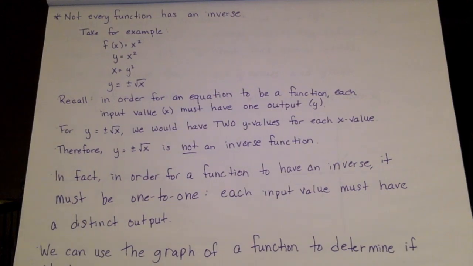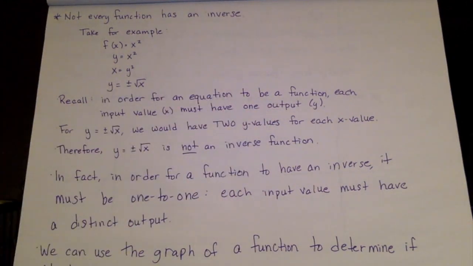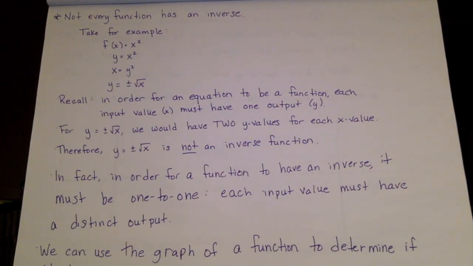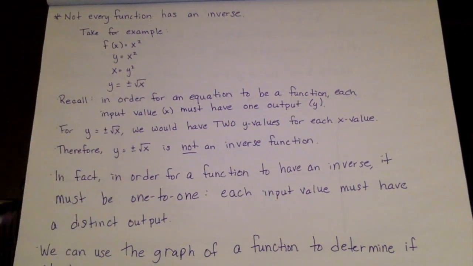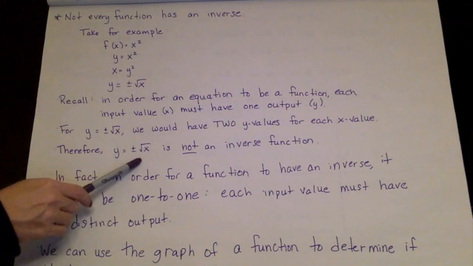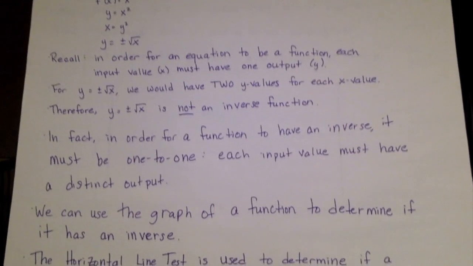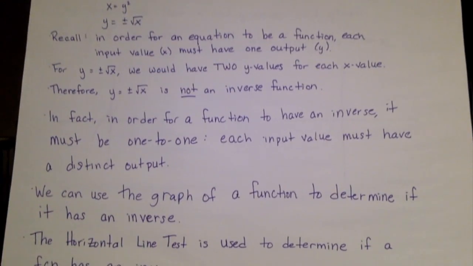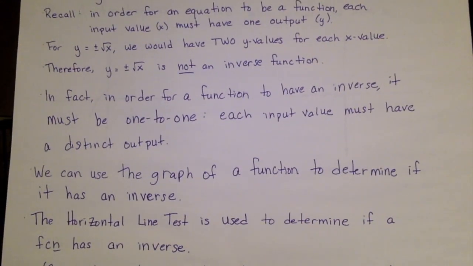But recall, in order for an equation to be a function, each input value, which is x, must have one output value, which is y. For y equals positive or negative square root of x, we would have 2 y values for each x value, right? If I put 4 in place of x, I would get positive 2 and negative 2. Therefore, y equals positive or negative square root of x is not an inverse function. In fact, in order for a function to have an inverse, it must be what we call 1-to-1. Each input value must have a distinct output. So now not just that it has one output, but that it has a distinct one, different from all others.